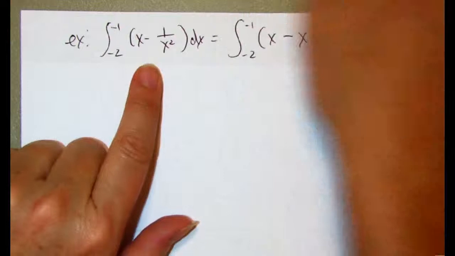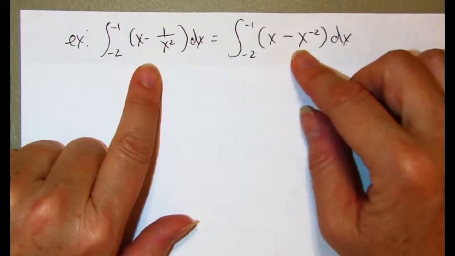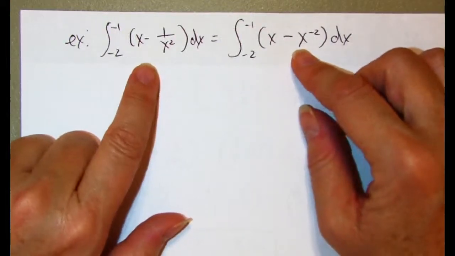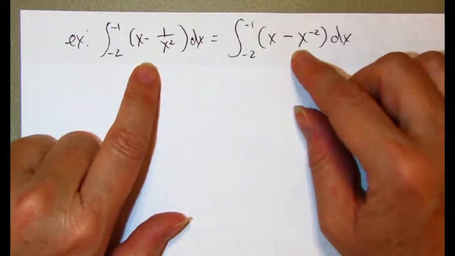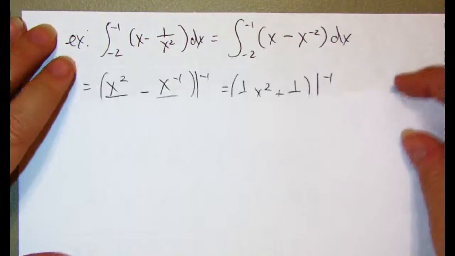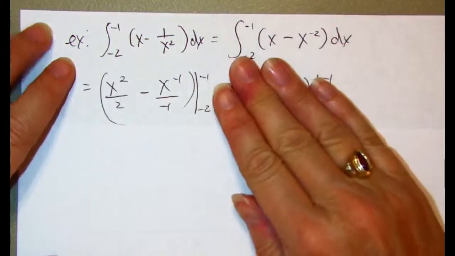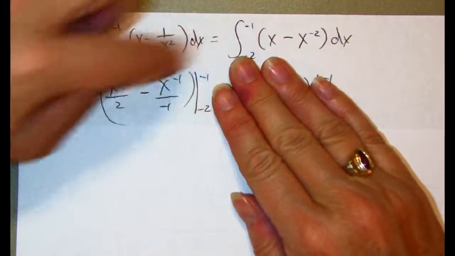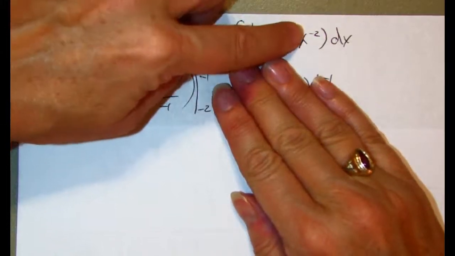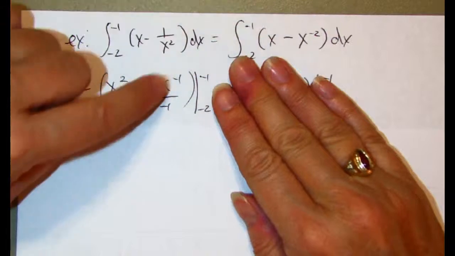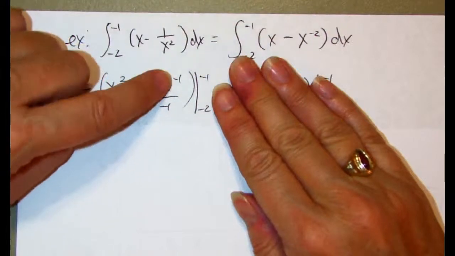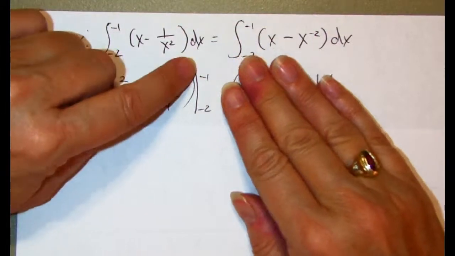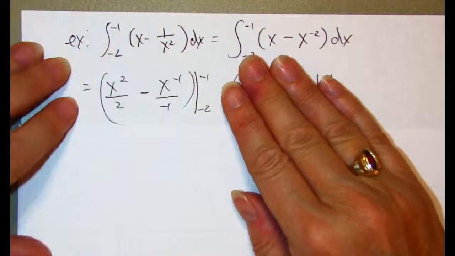So the first thing I'm going to do is rewrite this so that I can go ahead and take the antiderivative. Now that I have it rewritten, it's ready for me to work it out. So take the antiderivative of x, that's x squared over 2, minus, I'm going to take the negative 2 and increase it by 1, that's a negative 1, and then I write whatever that is underneath, and that is from negative 2 to negative 1.